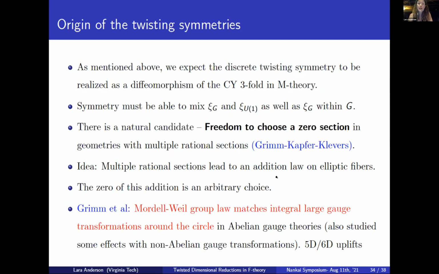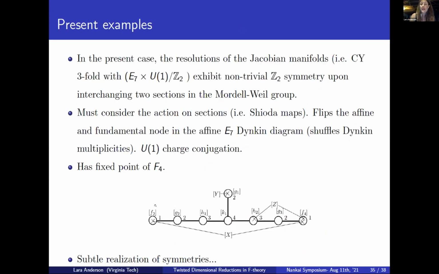So the idea highlighted by these authors is that multiple rational sections can lead to addition laws on elliptic fibers. This choice should be something that leaves the gauge theory alone. And they proposed integral large gauge transformations around the circle that could realize this effect. Very similar things are going to allow us to do twisted dimensional reductions with non-abelian gauge groups in M theory and F theory. In our case, we can fold E7 using a discrete automorphism, a Z2, which relates to U1 charge conjugation and interchange of sections.